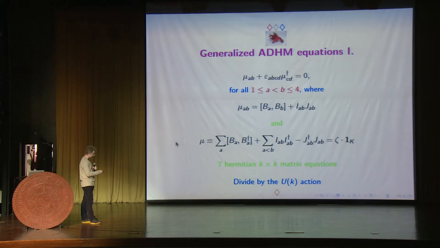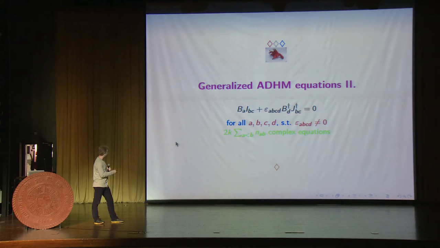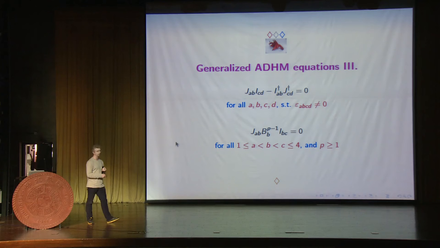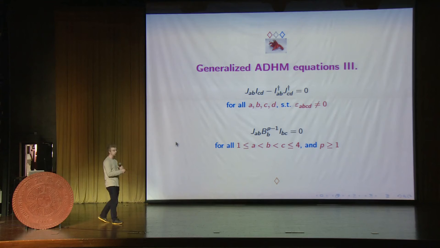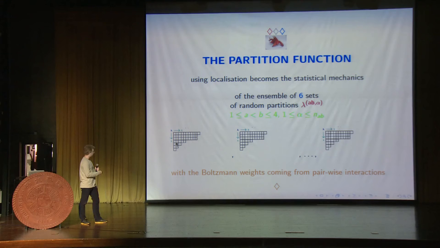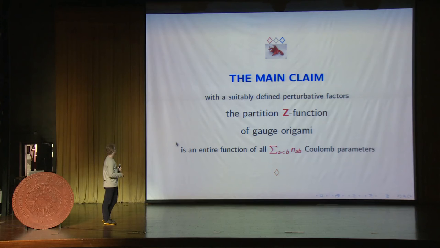And then there are additional equations which are not familiar in the usual ADHM construction, which tell you that the B matrices of one set of branes should basically annihilate the I and J matrices from another set of branes. And then there are some cross equations which come from integrating out the open strings which connect higher-dimensional branes. So with all these equations, you get some moduli space over which you integrate, and that produces a partition function, which becomes a kind of statistical mechanical model, which is of interest on its own.